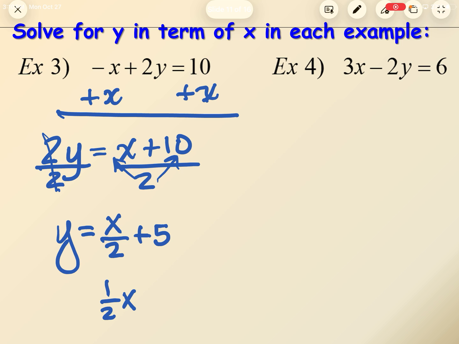You try number 4 right now by yourself. Make sure you're numbering your problems.